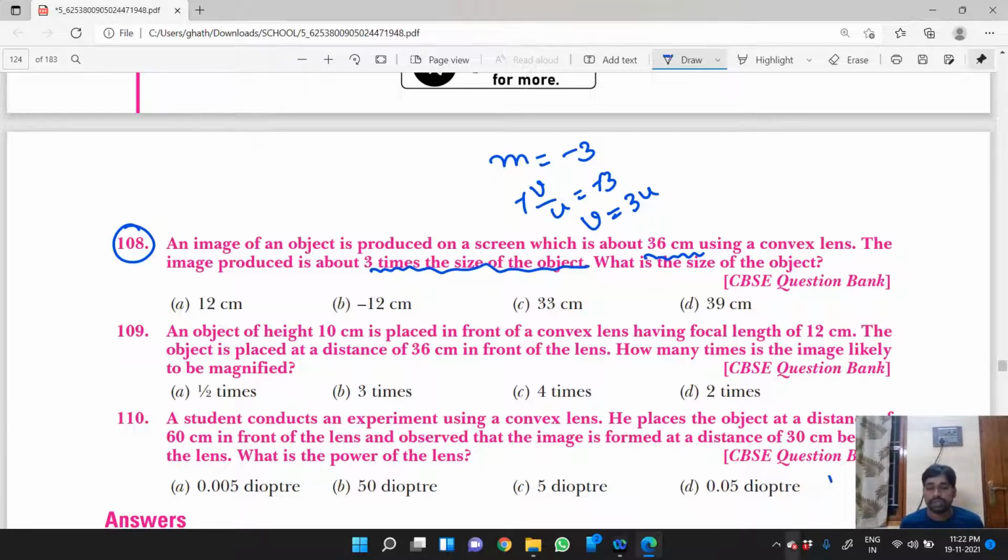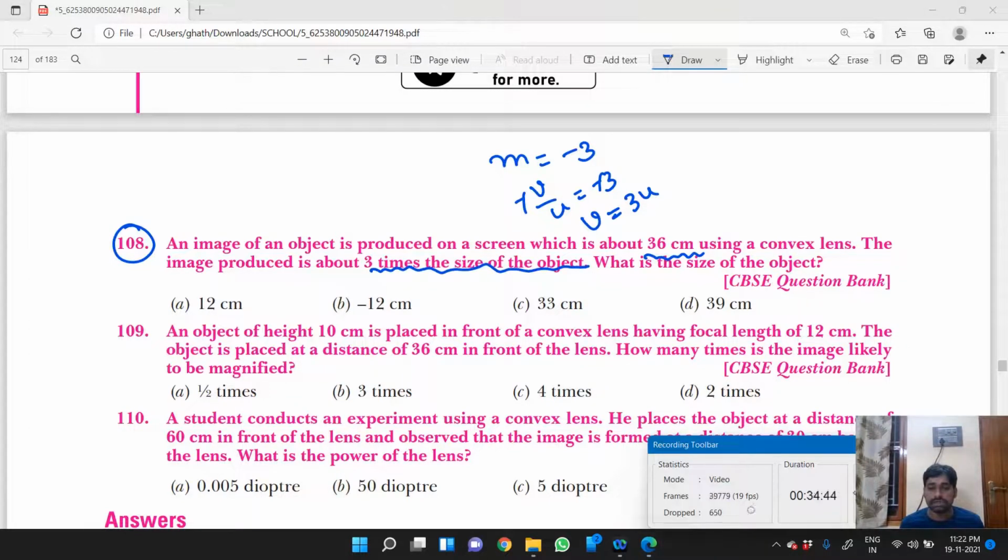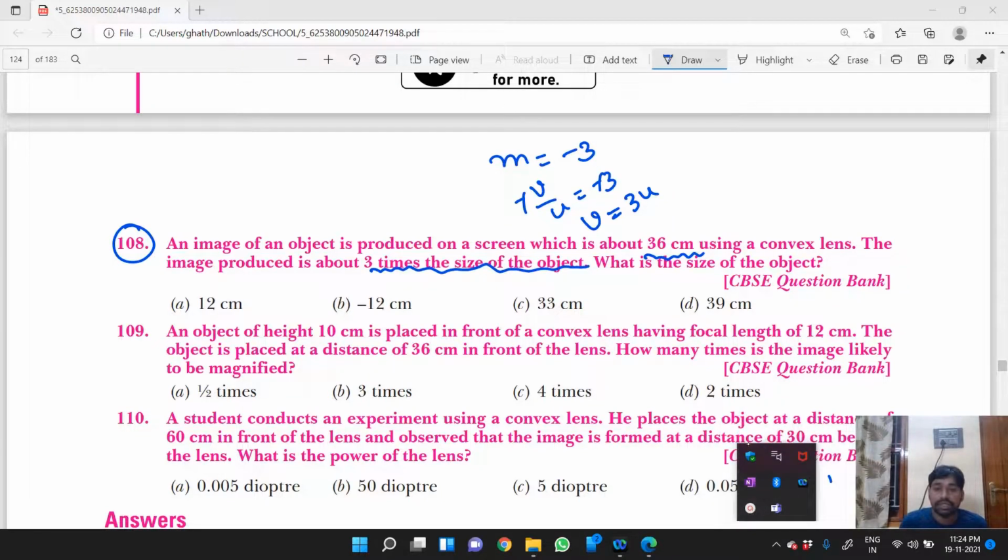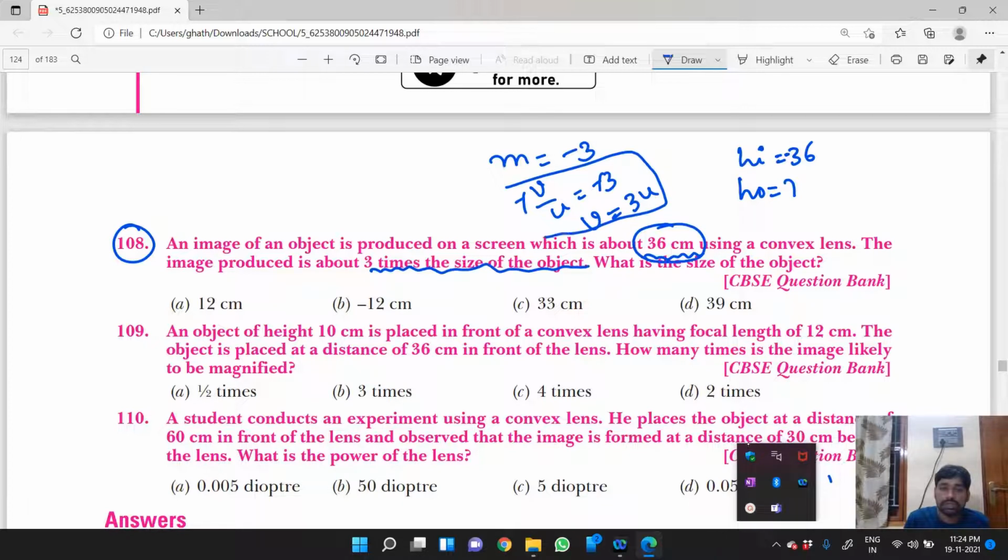Wait a moment. If they are asking the size of an object, the image is produced on the screen, so this is the height of the image, and they are asking for the height of the object. In that case, it is on the screen, so it is negative, and there is no need for the image distance.